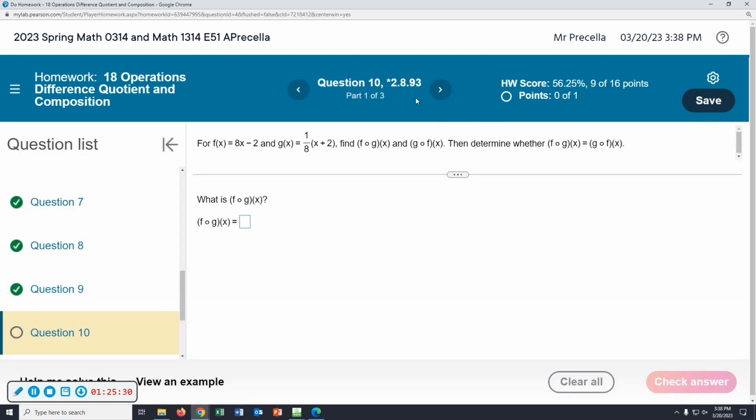We have 2 more of these. Okay. Problem 2, look at this. They give us f of x and g of x. They tell us to find f composed with g of x and g composed with f of x. But then they ask something else.